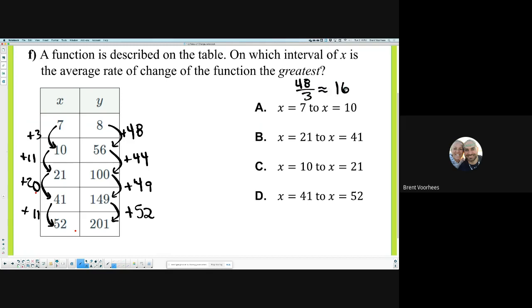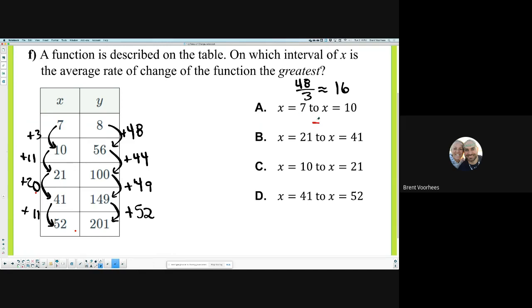I did squiggly. I shouldn't have. It is exactly 16. I didn't need to do approximately. That's answer choice A. Okay, B would be 44 divided by... Wait, that's 21 to 41. I'm sorry. Scratch that.